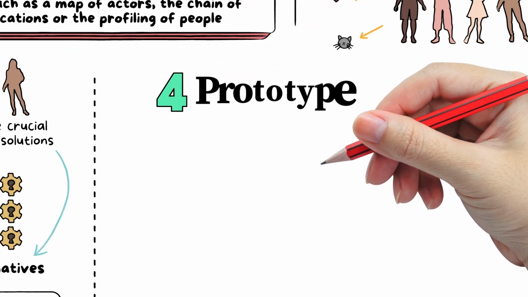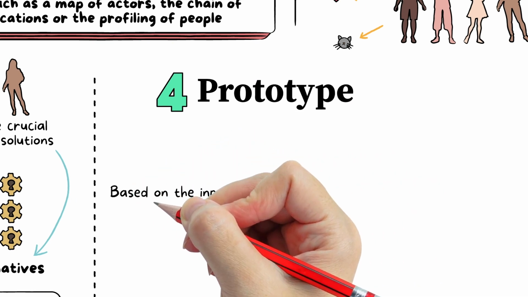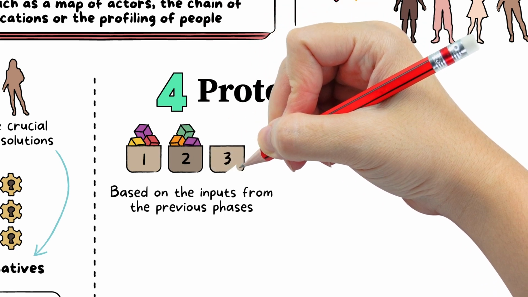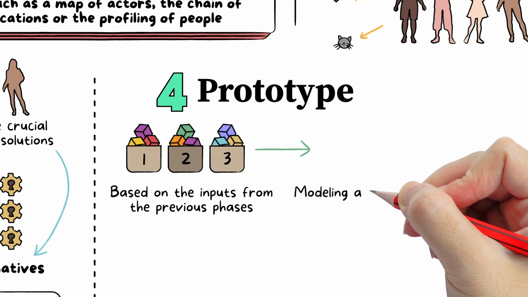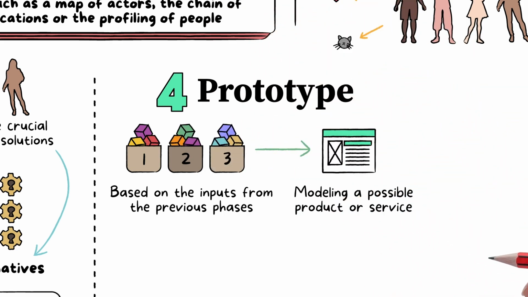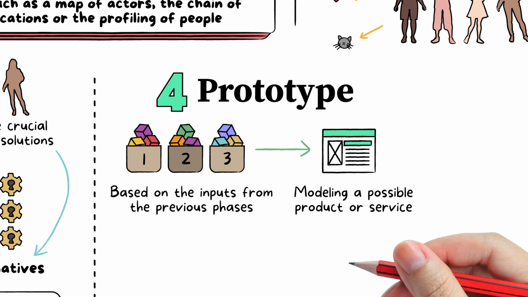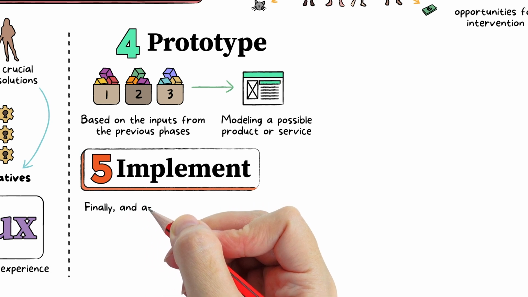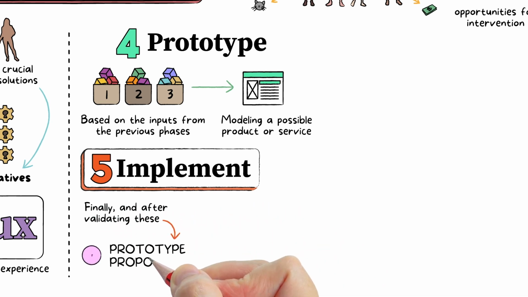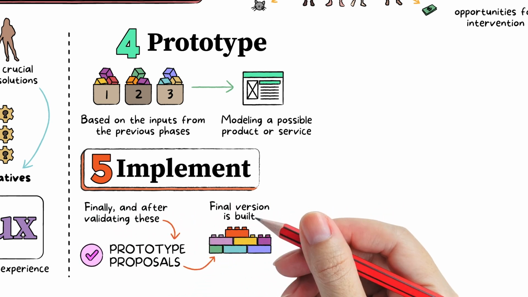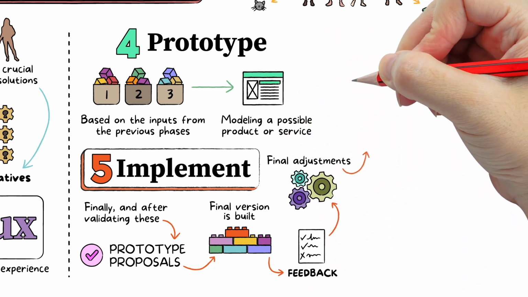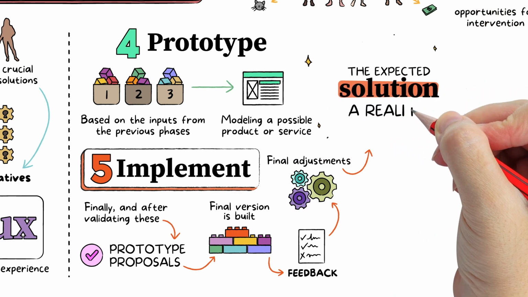4. Prototype. Based on the inputs from the previous phases, a product or strategy is designed to solve the identified problem. Modeling a possible product or service and testing these ideas is the focus of this phase. 5. Implement. Finally, and after validating these prototype proposals, a final version is built and taken to the feedback of the people to make final adjustments and make the expected solution a reality.